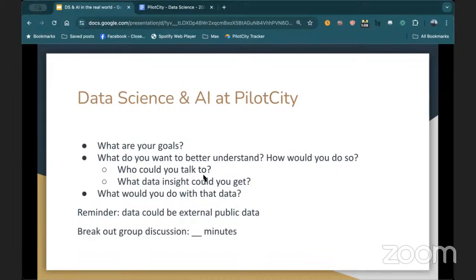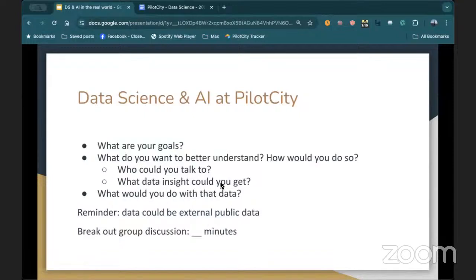So in thinking about data science as kind of like this detective role, where you're just trying to deeply understand things more to make a recommendation, who could you talk to? What data could you look up?